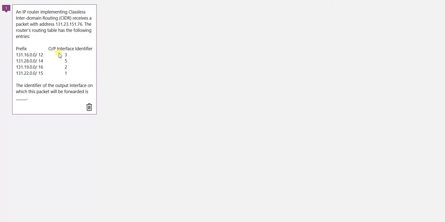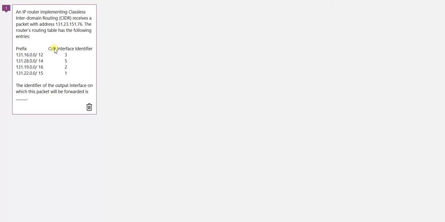So in the question, the routing table is given. The routing table consists of the IP address of the network, the subnet mask, and the interface number. Here all three fields are given. The subnet masks are also given, but indirectly. We have to calculate the subnet mask here.